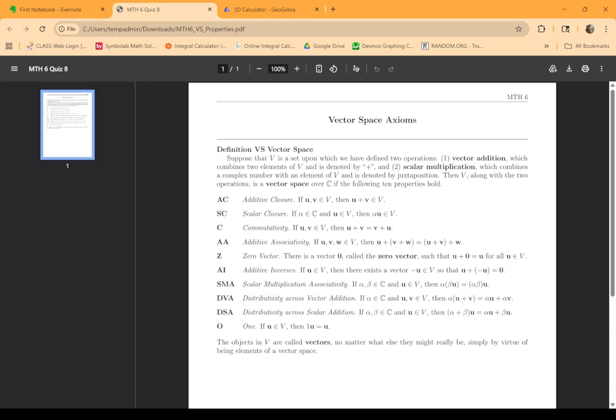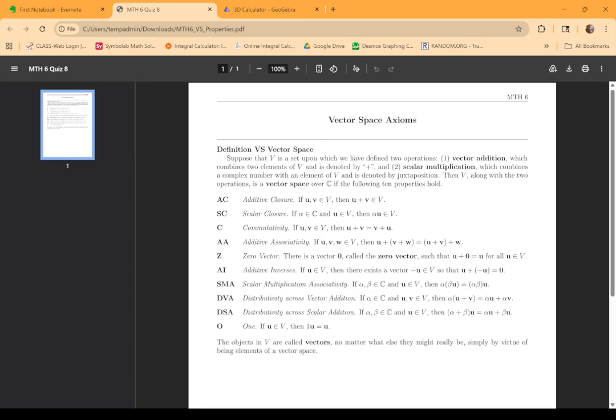All right, so what we're going to see here is that the nice thing about working with a subspace, if it comes from a known vector space, is that I don't need to go through the tedious process of going through all 10 of these. Because a lot of these come directly from the set W coming from a vector space. The ones that are not directly inherited are the closure axioms and the 0 vector. I do need to check those.